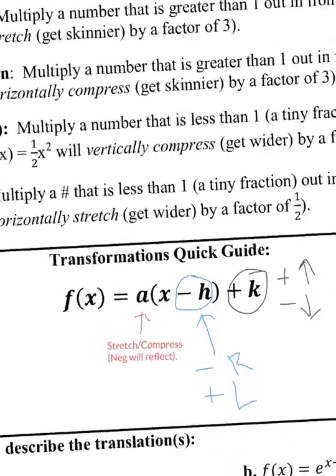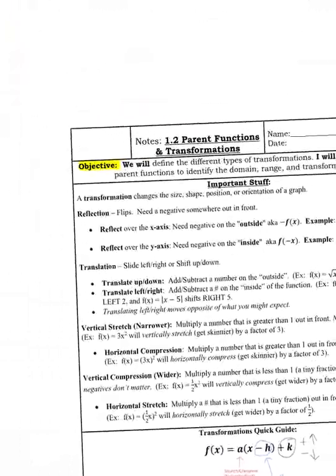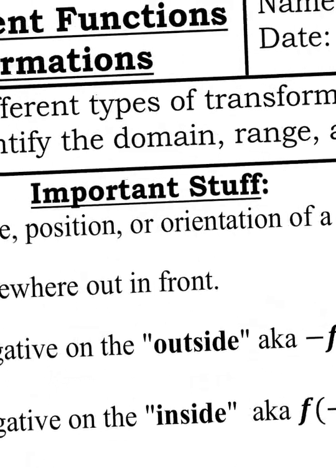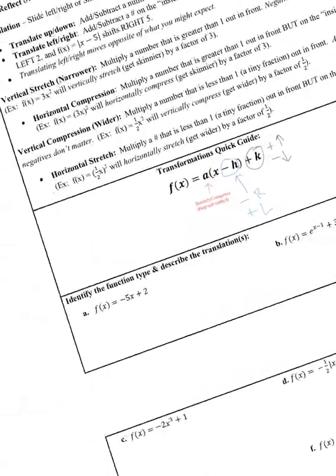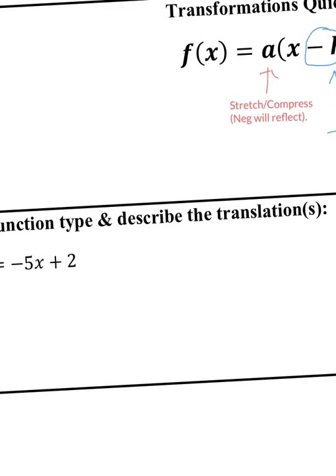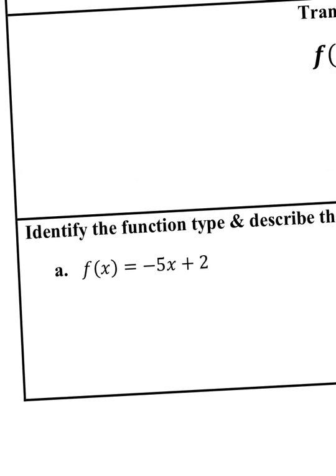But yeah, so I just called this a quick guide. I don't know what else to call it. But it loosely sums up everything that's up here in all this text, all this important stuff. That being said, let's just do some examples. I'm going to identify the function type and describe the translation or translations.